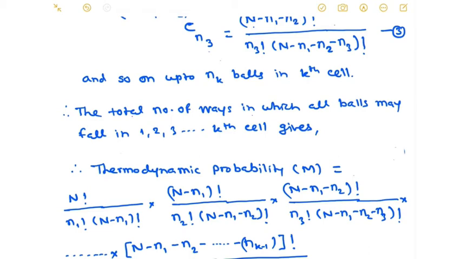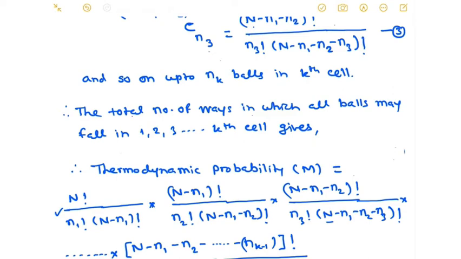that is equal to the product of the number of ways n1 balls fall in the first cell out of capital N balls, given as equation number 1: N factorial divided by n1 factorial into (N − n1) factorial, into the second term. The second term is for n2 balls out of N − n1 balls when they fall in the second cell. By the combination rule, (N − n1) factorial divided by n2 factorial into (N − n1 − n2) factorial. Similarly for the third cell, we select n3 balls out of N − n1 − n2, and the remaining is (N − n1 − n2 − n3) factorial.